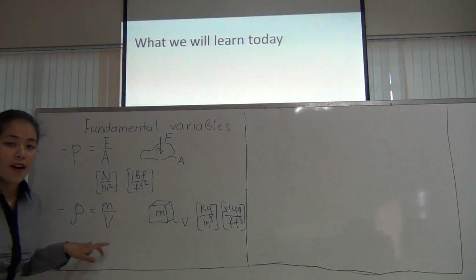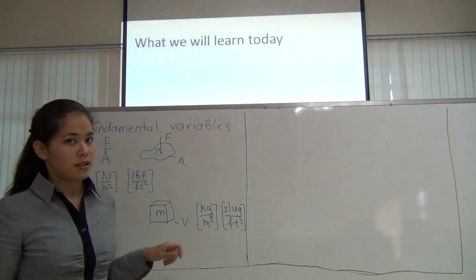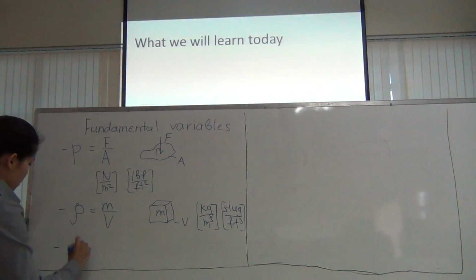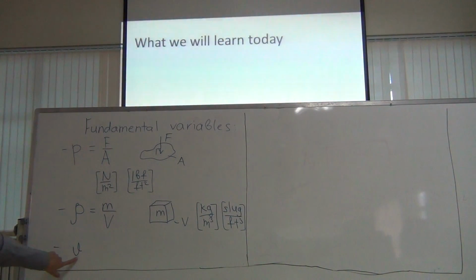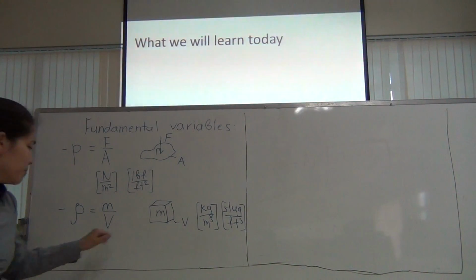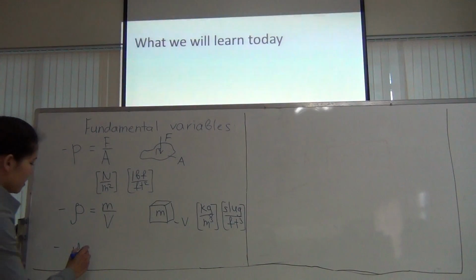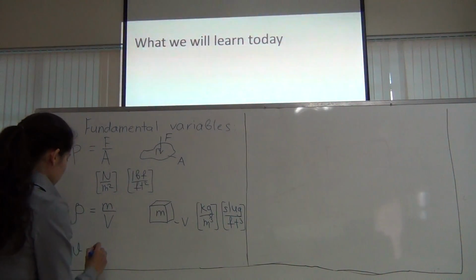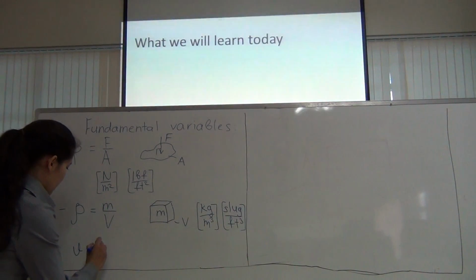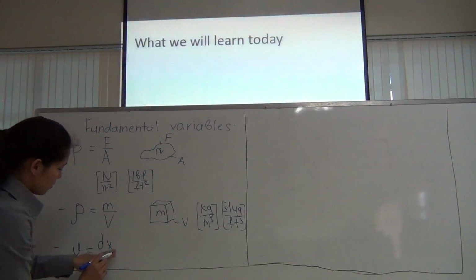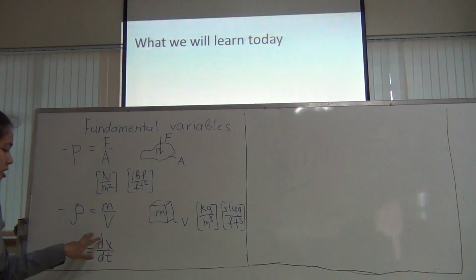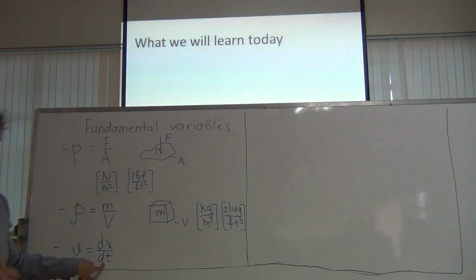Alright, and the final variable that we will use a lot today is velocity. I will write it down like a small v here, so that we will not confuse it with volume. So velocity is the rate of change of position in time. So if we have position denoted by x, velocity will be the derivative of x with respect to time.